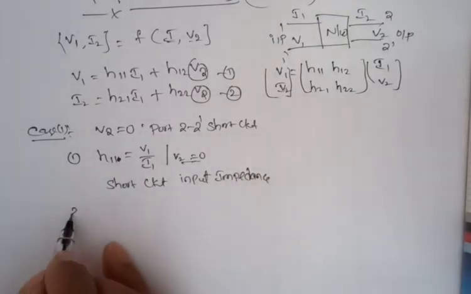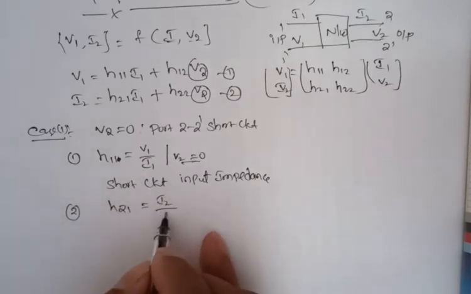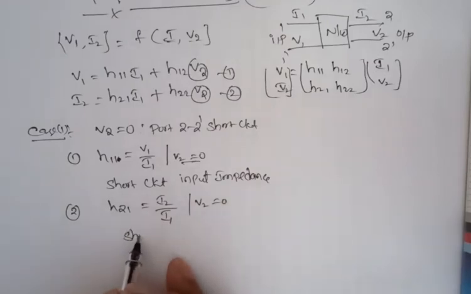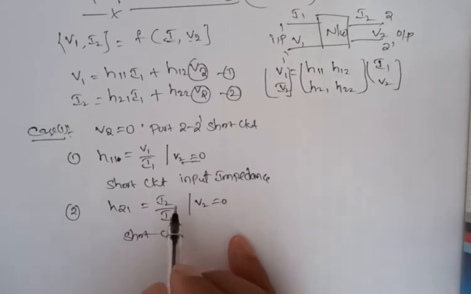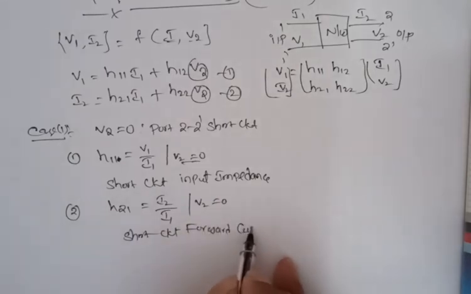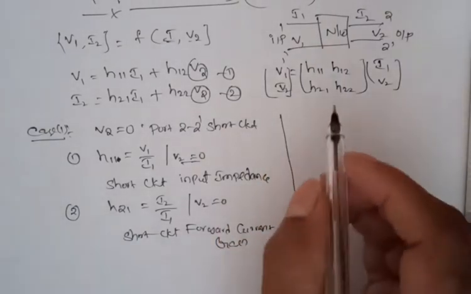Next, from the second equation we get H21 equal to I2 by I1 when V2 equals 0. I by I is a current ratio, which is called gain, I2 by I1. So we can say this is the short circuit forward current gain. By making use of port 2 dash short circuited, we got these two parameters.